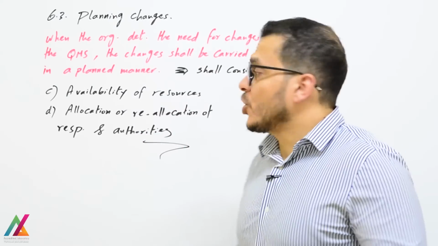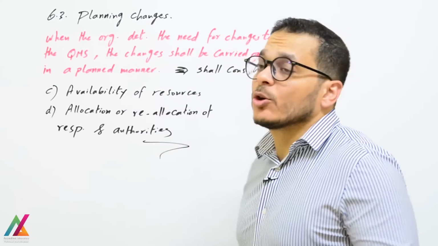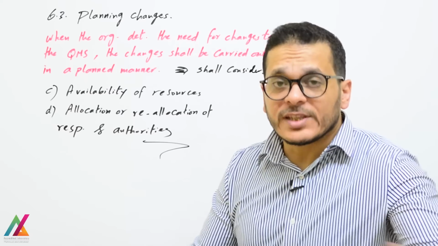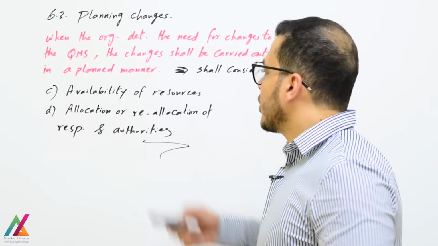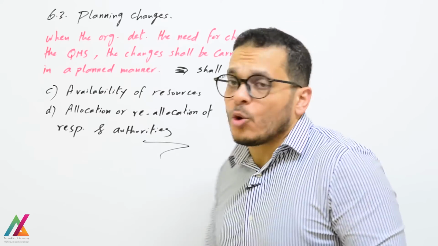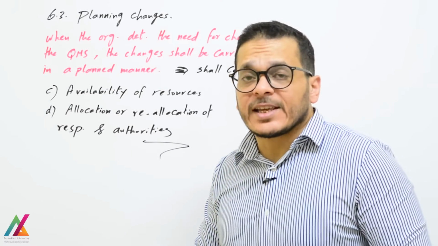And also the organization shall consider the availability of resources. Do you have the resources required for this change or not? And the allocation or reallocation of responsibilities and authorities: who will be responsible after this change.